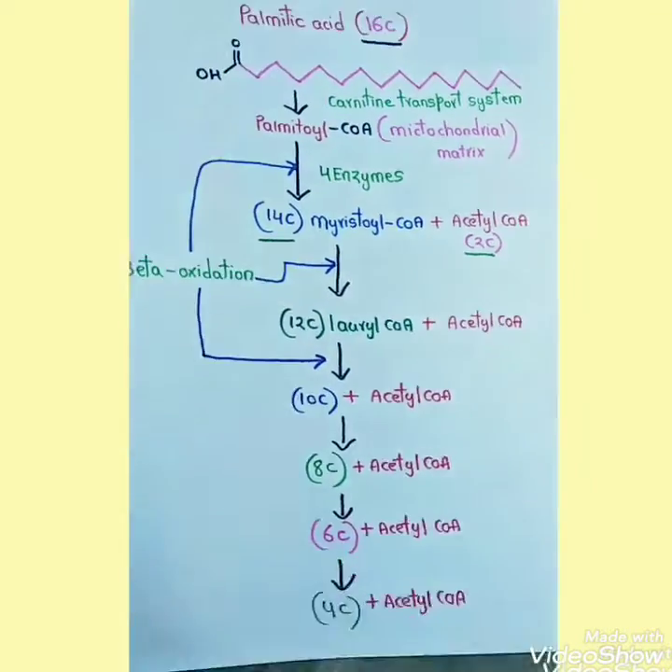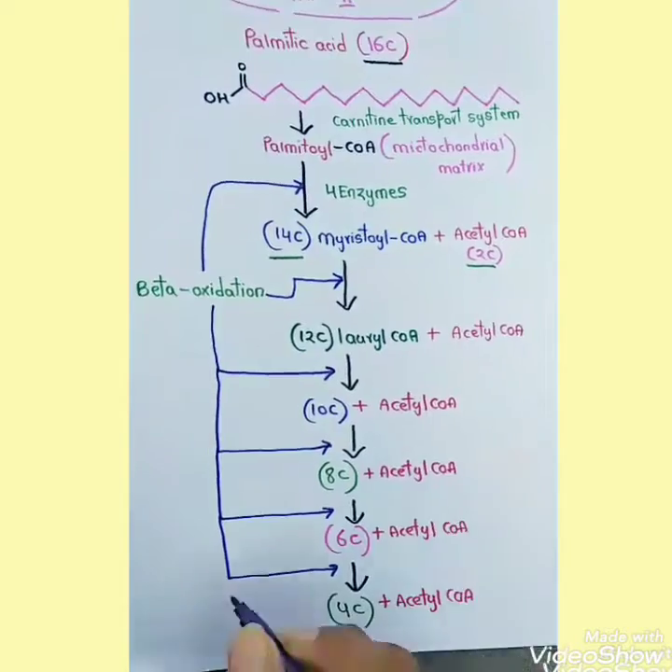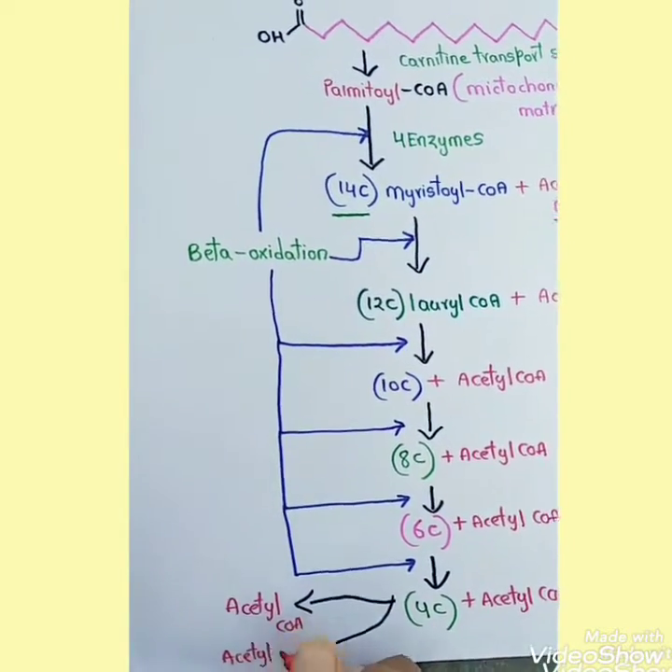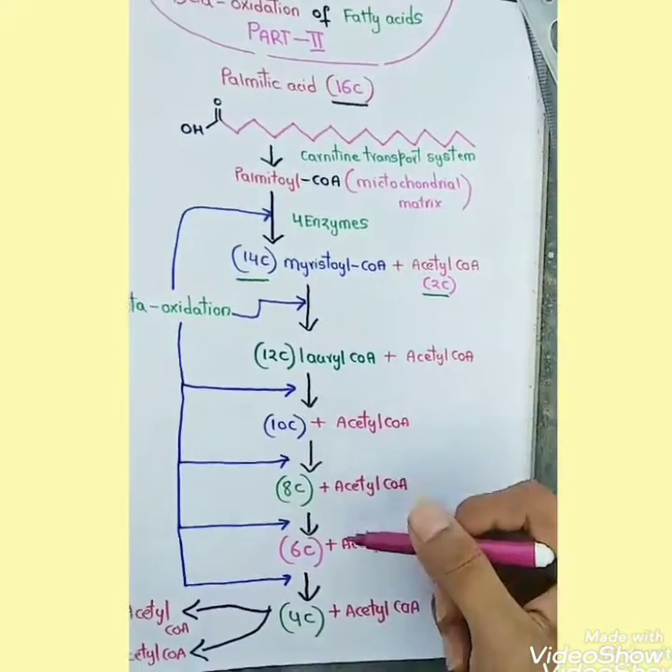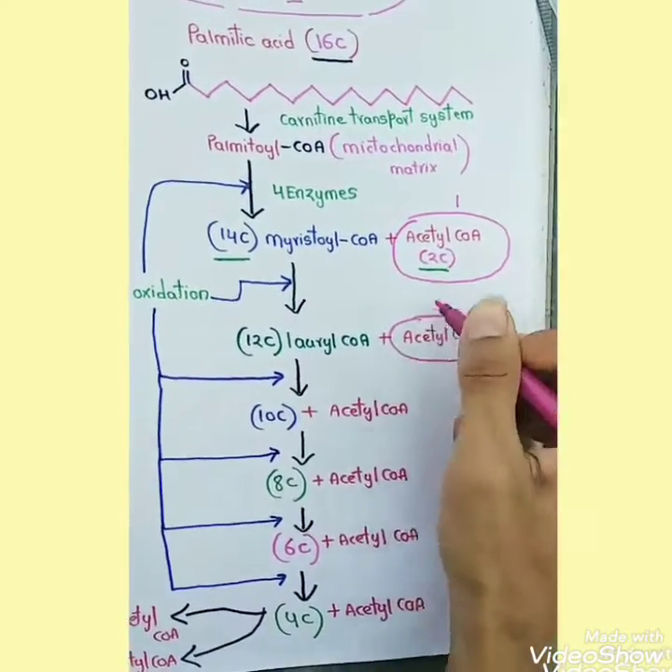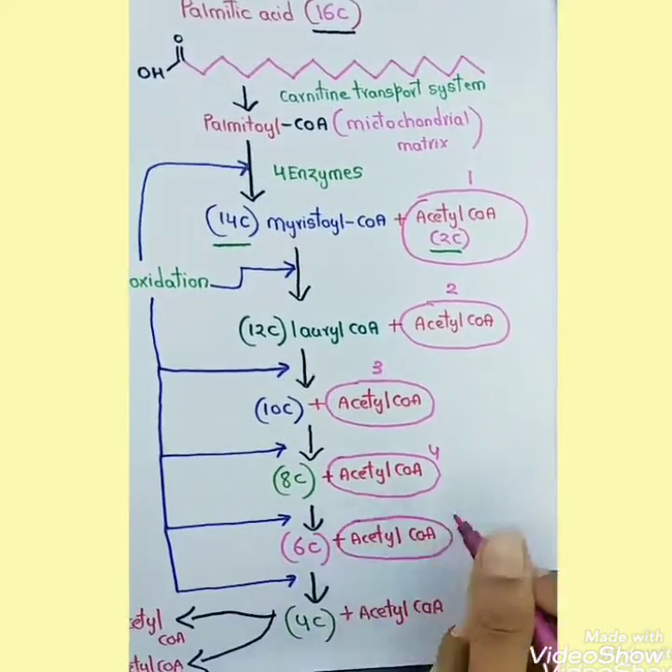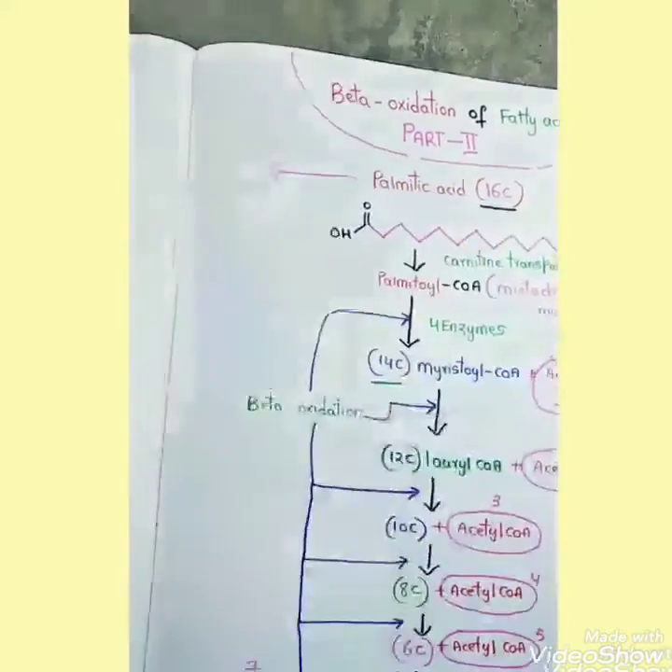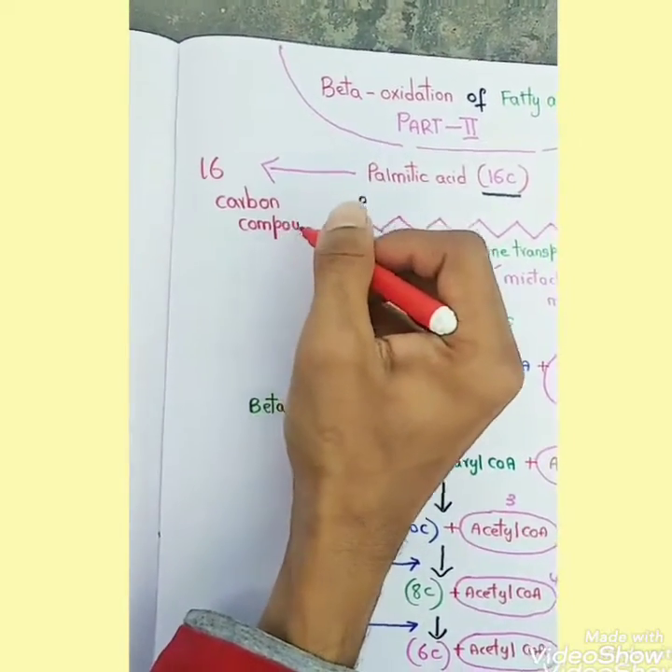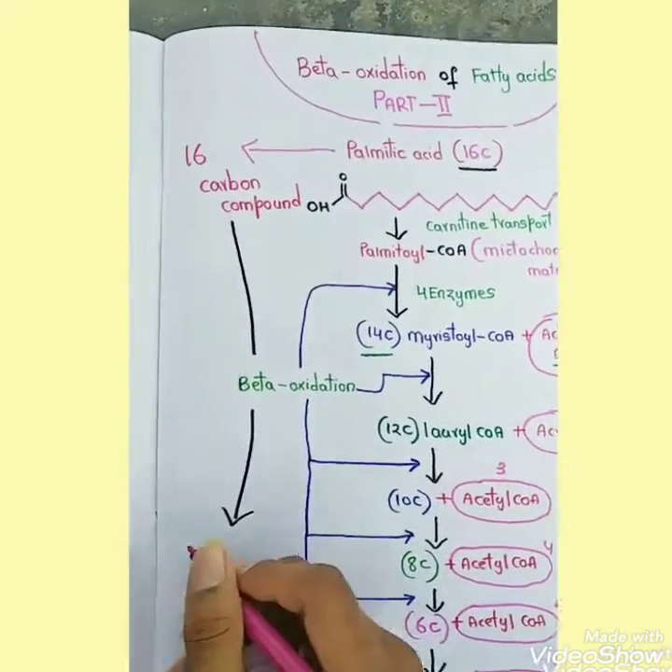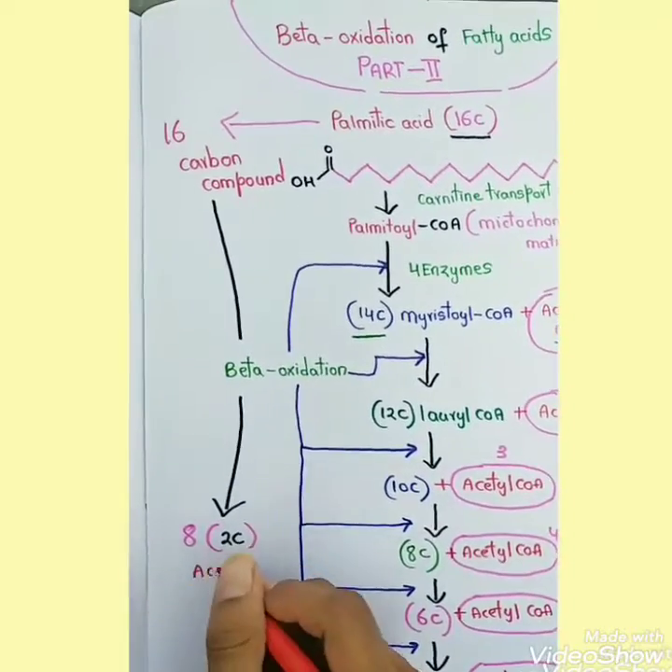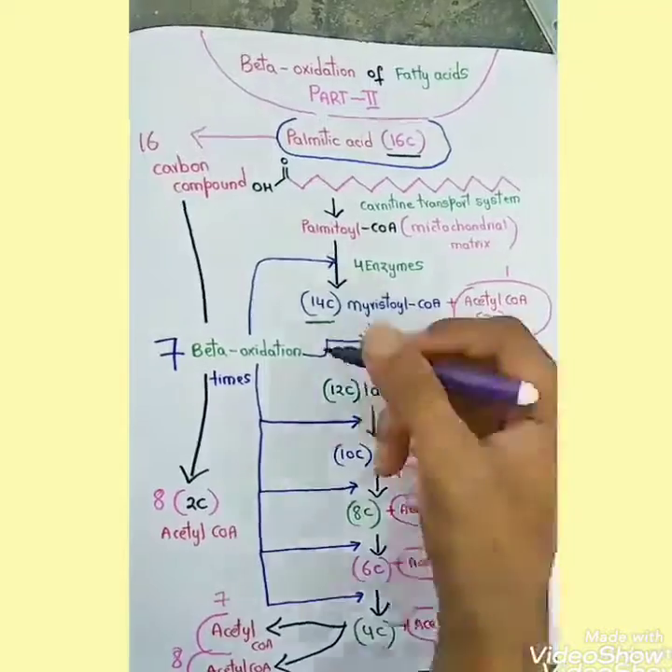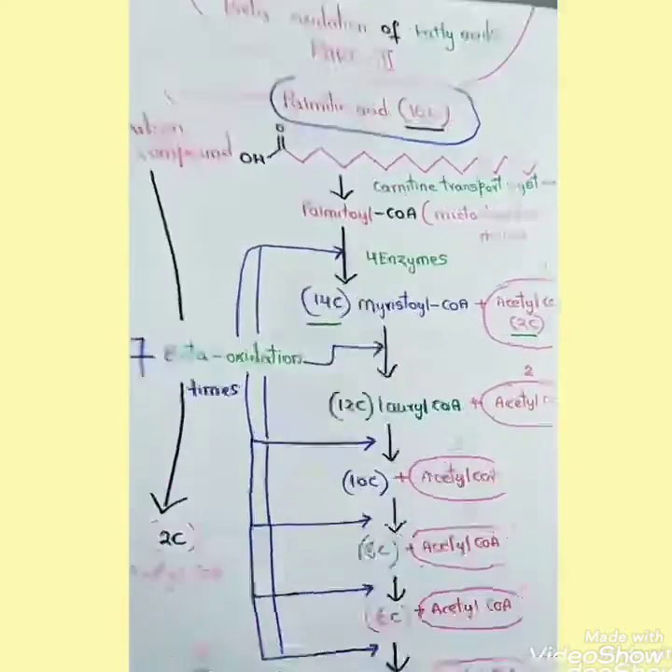Now the beta oxidation will occur 7 times, and the 7th beta oxidation will cleave the 4-carbon compound into 2 molecules of the 2-carbon compound acetyl-CoA. So one molecule of the fatty acid will undergo beta oxidation 7 times, in each cleavage yielding one molecule of 2-carbon acetyl-CoA. Overall, the 16-carbon compound palmitic acid is converted into 8 molecules of 2-carbon acetyl-CoA by undergoing 7 rounds of beta oxidation, in each cycle removing 2 carbons of the fatty acid chain.